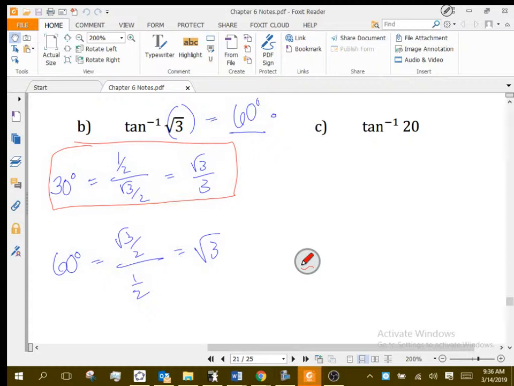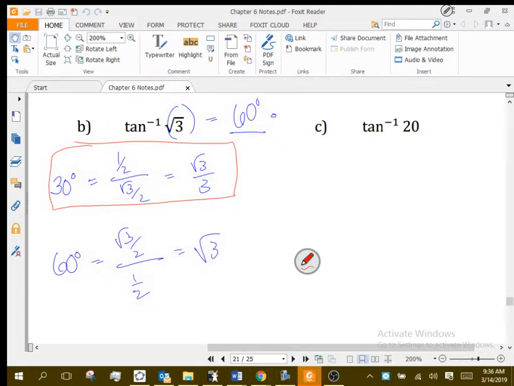Now, I remember that the radical 3 over 3 goes with the 30 because of the 3's. Does that make sense? So that extra 3 in the denominator tells me that the degree is going to be the 30. This starts with a 3. If I look at the 60, that one doesn't have that extra 3 in it, right? The radical 3, it's only got one 3 in it, so I know that goes with 60.